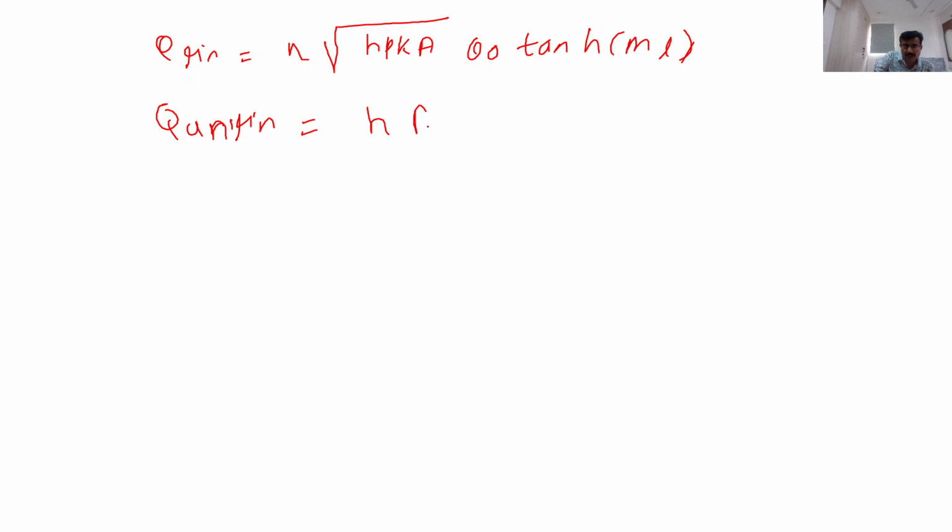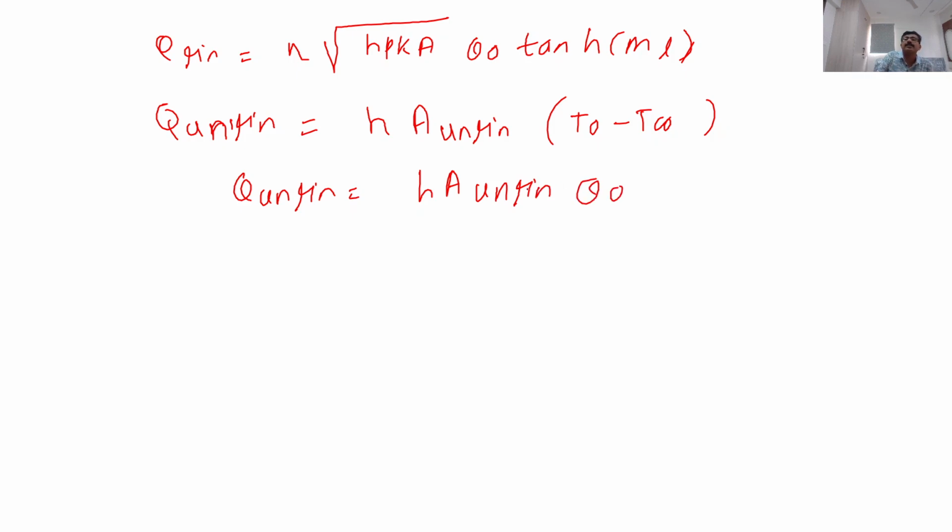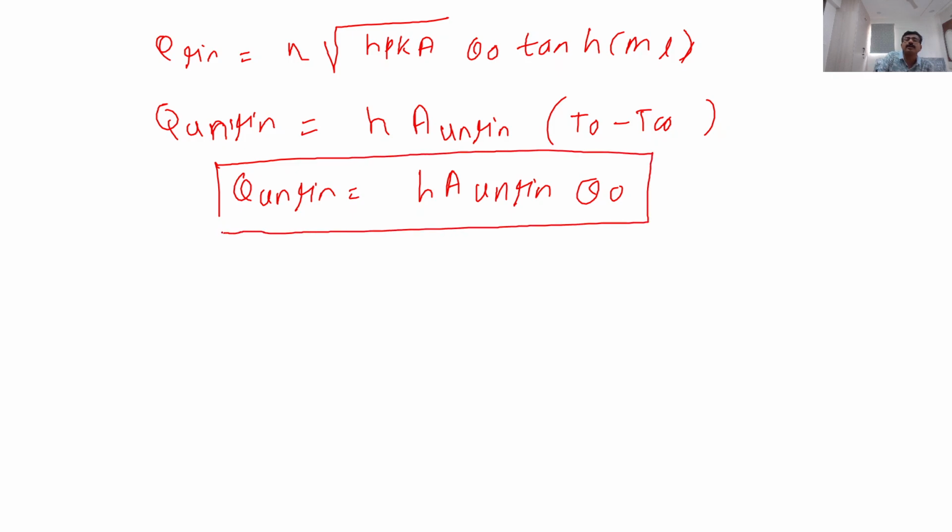Newton's law of cooling, H A. This is unfin area of the base wall. So you write H A unfin. And what is the temperature difference of the base with surrounding? T0 minus T infinity. So what is the formula of Q unfin? Q unfin is equal to H A unfin T0 minus T infinity, which is called theta 0. So this is Q unfin. This is the formula for Q fin.